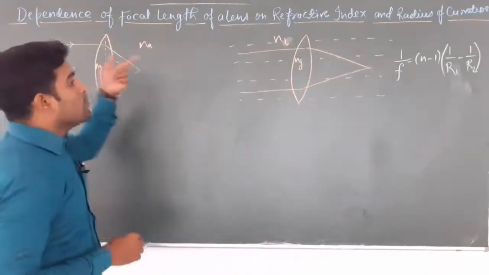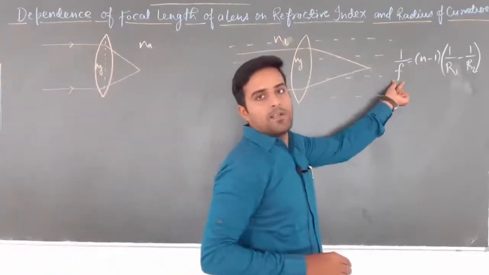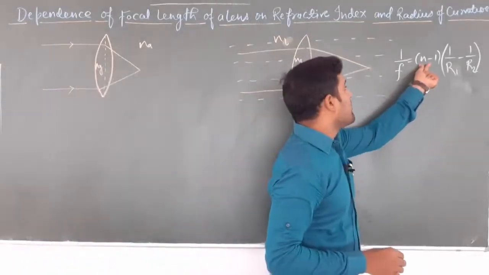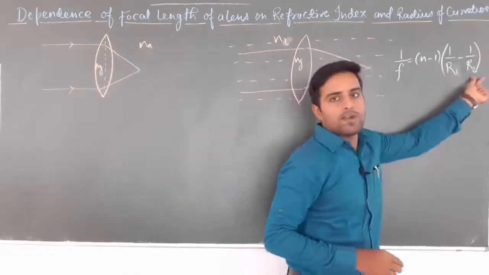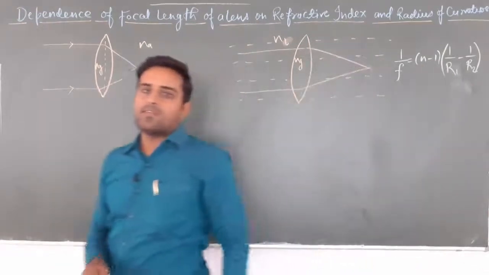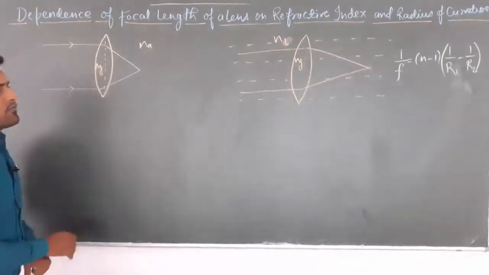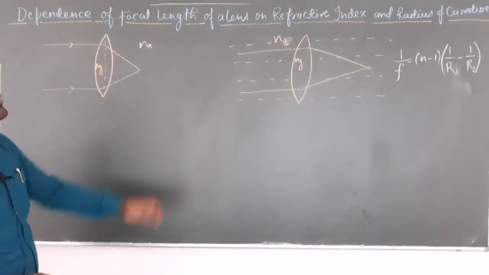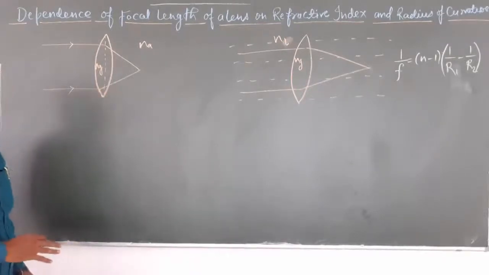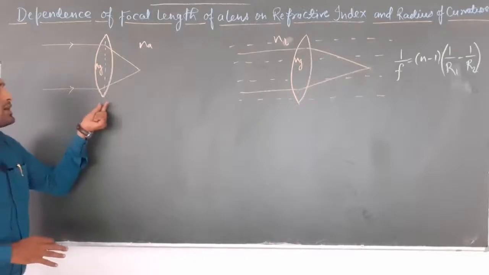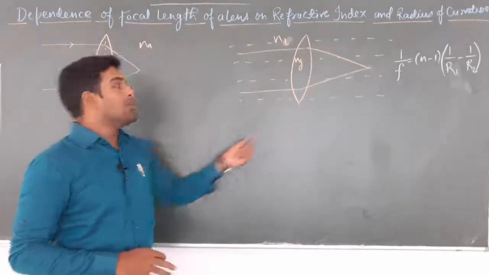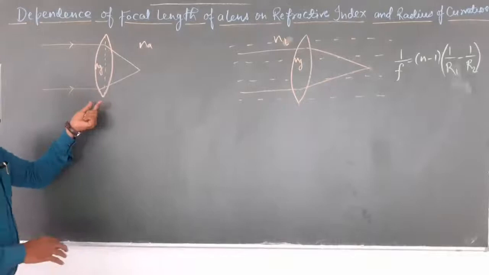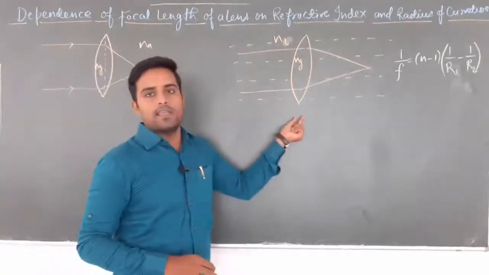see how this focal length f depends on these two factors, refractive index and radii of curvature of the lens. As you can see, the focal length depends on two factors, so that we are going to see. First of all, you can see that I have drawn two convex lenses. One is kept in air and the second is kept in a liquid.